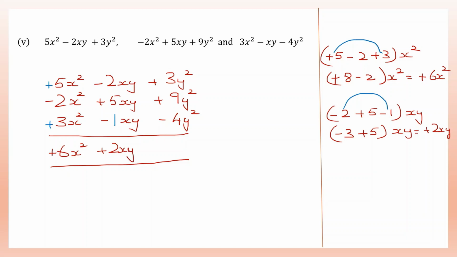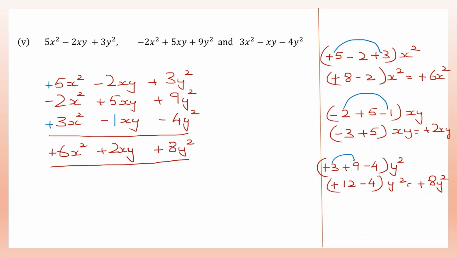Next one, let's take only the numbers: plus 3, plus 9, minus 4y squared. Add up the numbers that have the same sign. We get plus 12 minus 4y squared. When signs are different, put the sign of the bigger number and subtract. 12 minus 4 is 8, so plus 8y squared.